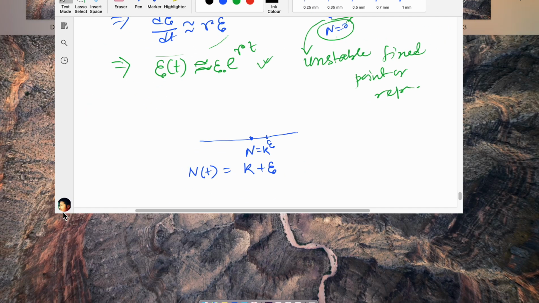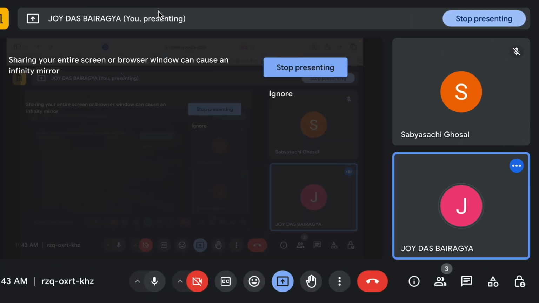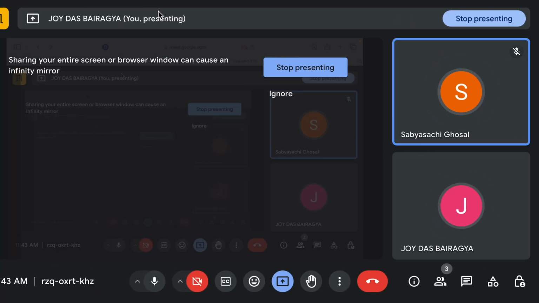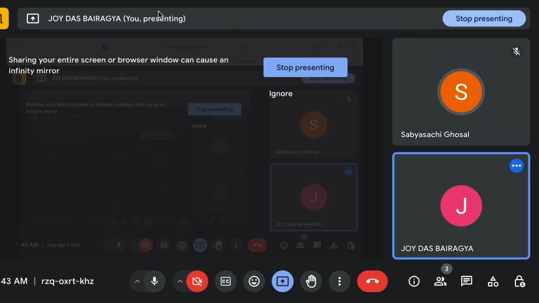So, are you following me, or do you have any question in this? We will see these things elaborately in the next classes, but I am showing a glimpse of linear stability analysis, how you can actually show the stability of the fixed points.